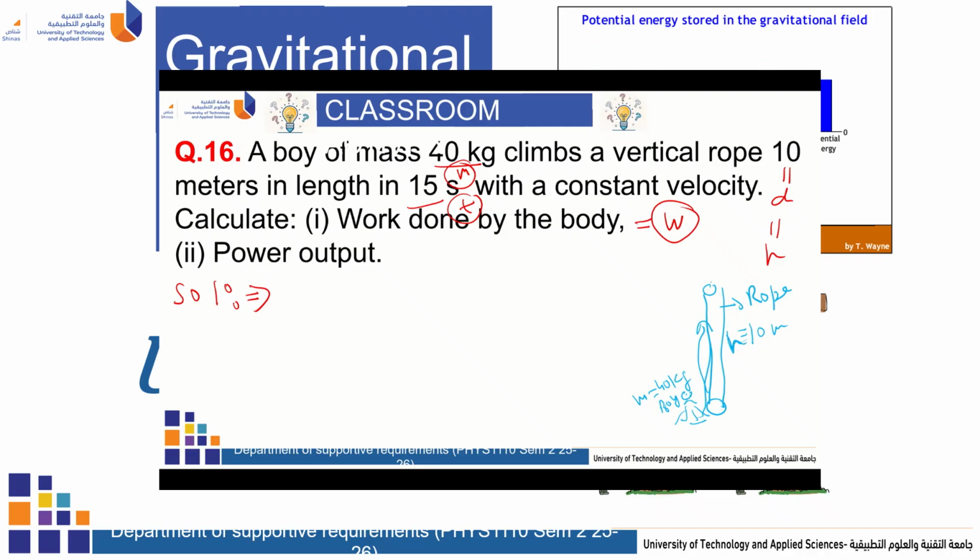And the boy is reaching up to here. And they are saying this boy takes a time from the bottom to the top of the rope of 15 seconds. So the time taken by the boy is 15 seconds. Now these values are given: the value of h is 10 meters, and the time is 15 seconds.